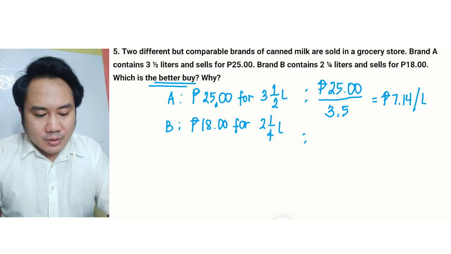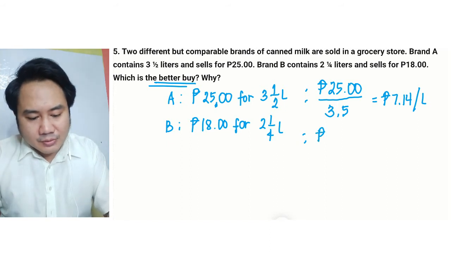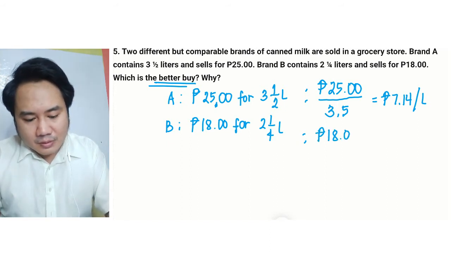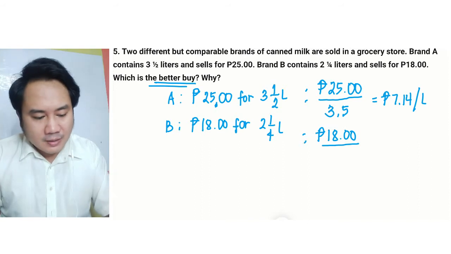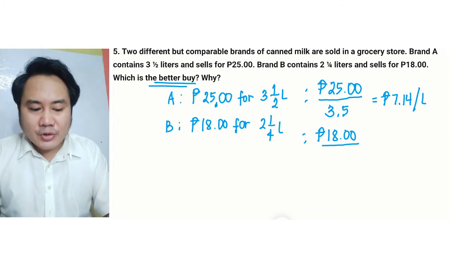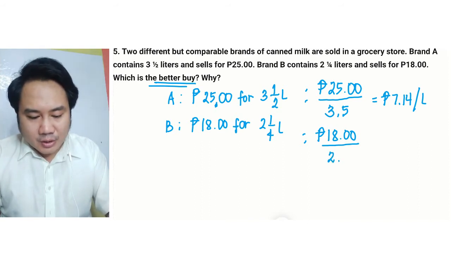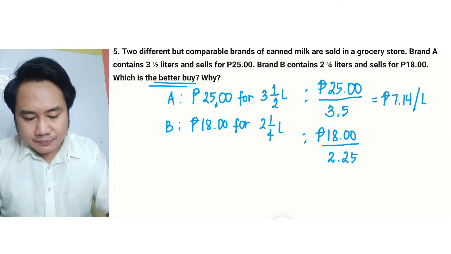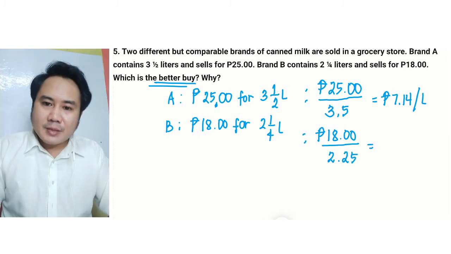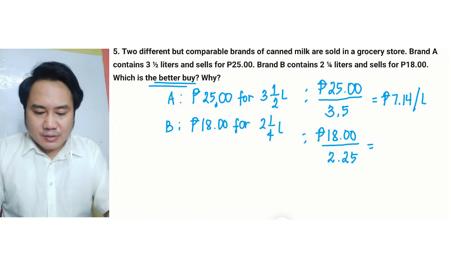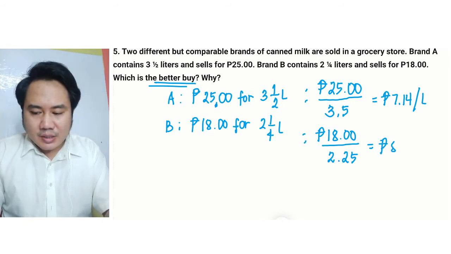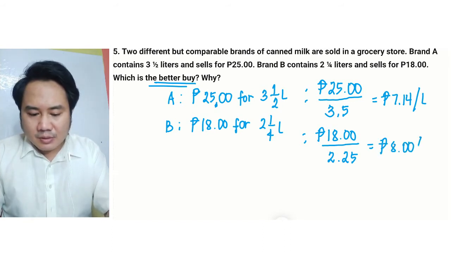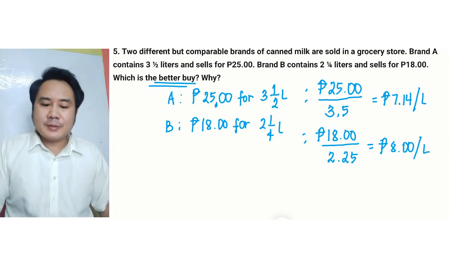For letter B, we will do the same. 18 pesos divided by the 2.25 liters, or that is 2.25. Dividing 18 pesos by 2.25, the result is 8 pesos per liter.